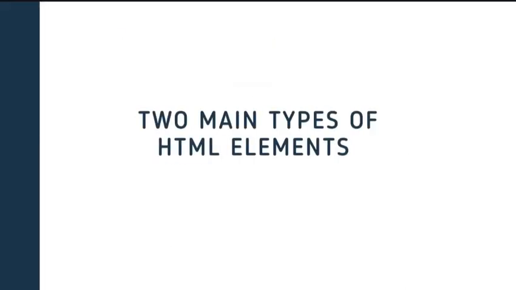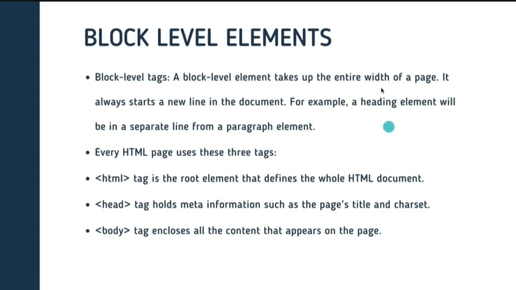So we'll be looking at two main types of HTML elements. The first one is the block level element. It is very simple. A block level element takes up the entire width of a web page, and it usually starts on a new line. For instance, a heading or paragraph, even without using a line break, will be on a separate line from another paragraph element, and that is why we call them block level elements. So every tag in HTML that exhibits this property is known as a block level tag. So let's do a quick summary here. Every HTML page uses these three tags: the HTML tag, the head tag, and the body tag.